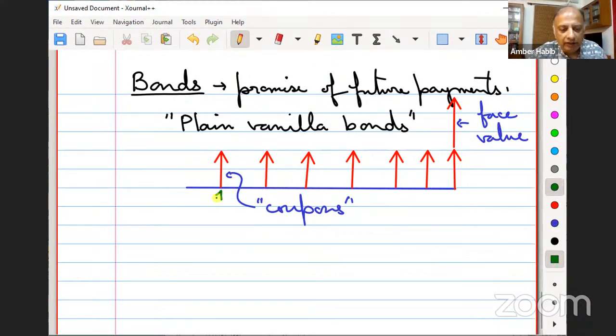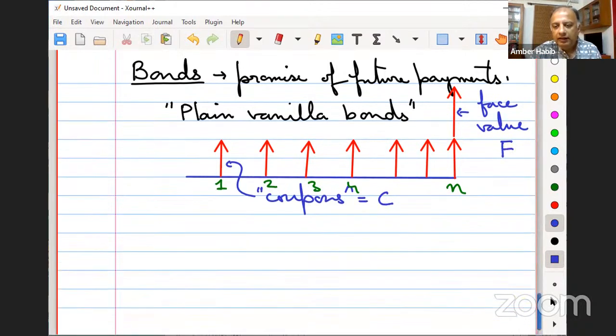So at the end of 1 year, you're promised this coupon payment, and then 2, 3, and 4, up till some nth year. But at the end of the final nth year, you get the final coupon plus this face value. Now, all these coupons have the same value. Let's call it capital C. And this face value, let's call it capital F. And it need not have anything to do with the C. Sometimes the F may be 0. So in fact, there are some special cases.